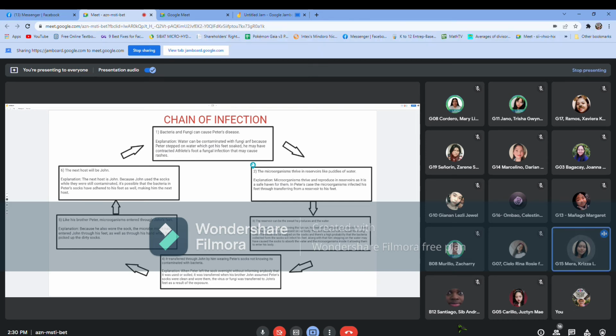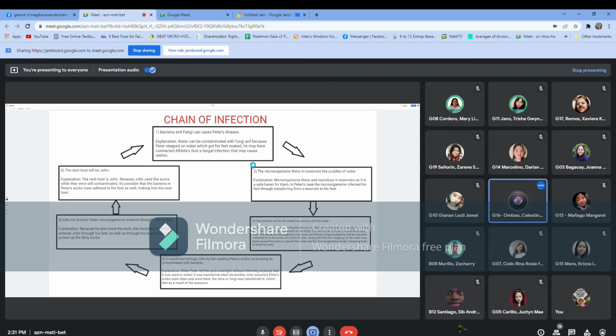It transferred through John by him wearing Peter's socks not knowing it's contaminated with bacteria. When Peter left the sock overnight without informing anybody that it was used or soiled, it was transferred when his brother John assumed Peter's socks were clean and wore them. The virus or fungi was transferred to John's feet as a result of the exposure.